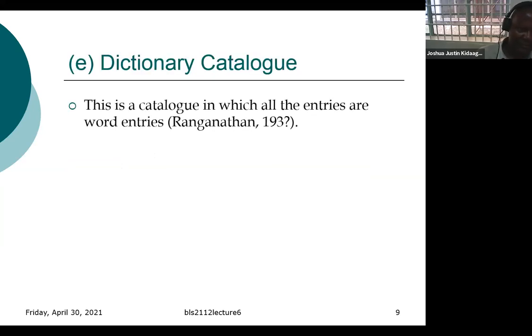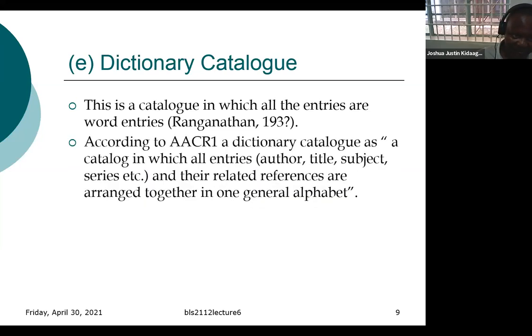The last one among the alphabetical catalogs is the dictionary catalog. This is a catalog in which all the entries are words. In fact, this is a catalog which combines the four we looked at earlier, because all of them add words.